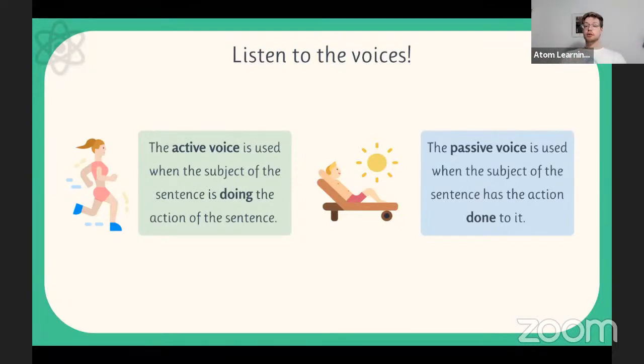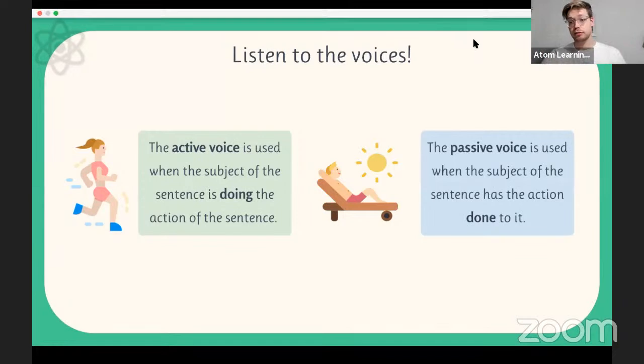Whereas the passive voice is used when the subject of the sentence has the action done to it. So, the man was tanned by the sun. Okay, so that's in the passive voice because the man was tanned by the sun. The action is done to the man. He is being tanned by the sun. So it's passive voice. It has the action done to it.